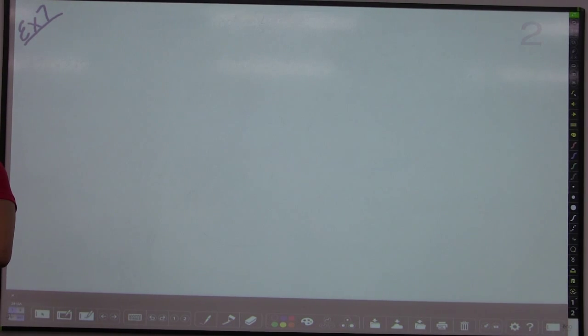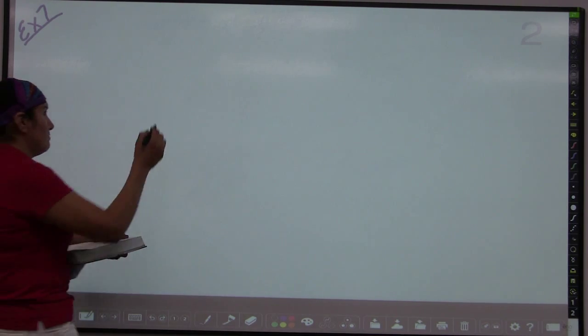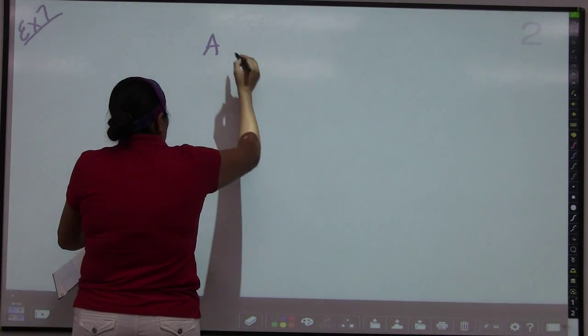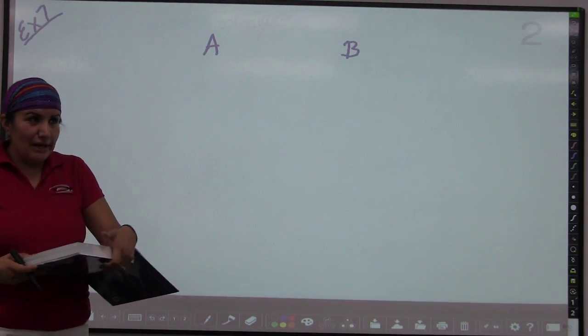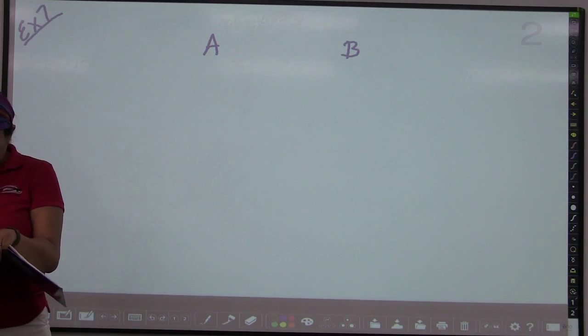Here we go. Because of an anticipated heavy rainstorm, which we never see around here, the water level in a reservoir must be lowered by 1 foot. Because if they don't lower it, what's going to happen? Overflow. Okay, so they need to lower it. Opening spillway A. So they have 2 spillways. We have a spillway A and a spillway B. That's how the water is going to get out.